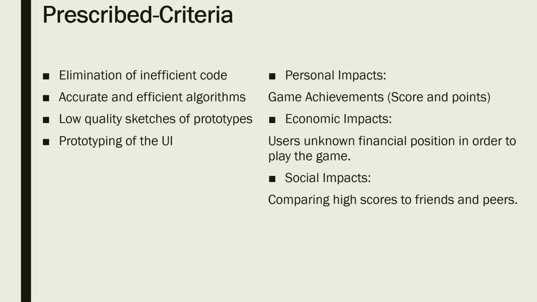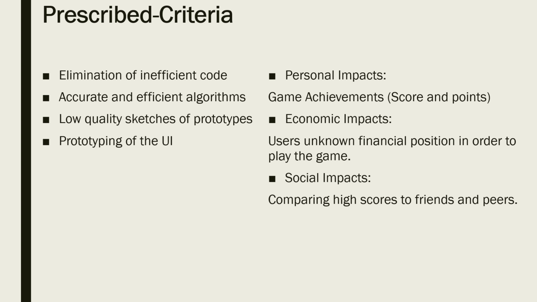The game Balloon Darts will accomplish the prescribed criteria in order to be enjoyable for users of all ages and socio-economic statuses. A personal impact that a user may encounter is a game achievement such as a high score or high point status. By using a leaderboard, the user can see their high scores and compare their skill set to others of the same age. Economic impacts will be things such as the user's unknown financial position in order to play the game, and finally, the social impacts, which can be achieved through the users being able to compare their high scores to their friends and peers via the leaderboard.